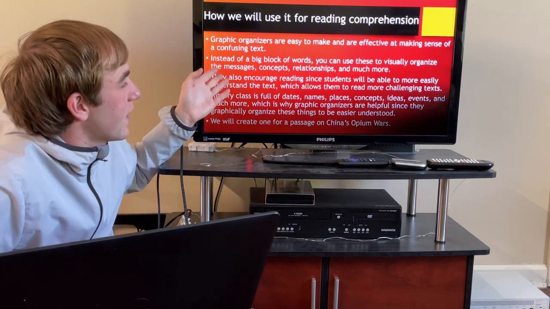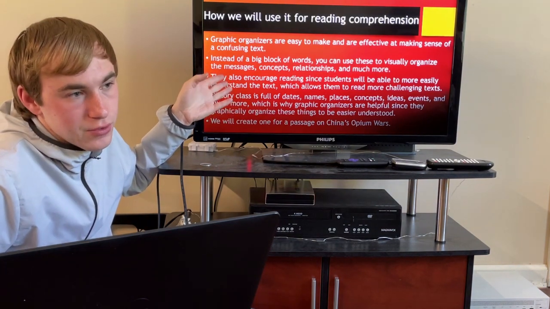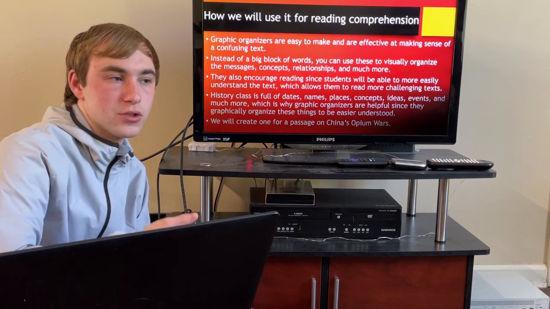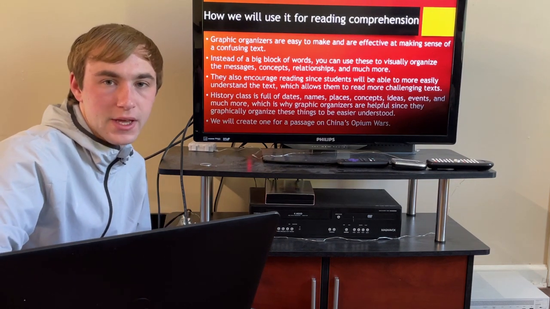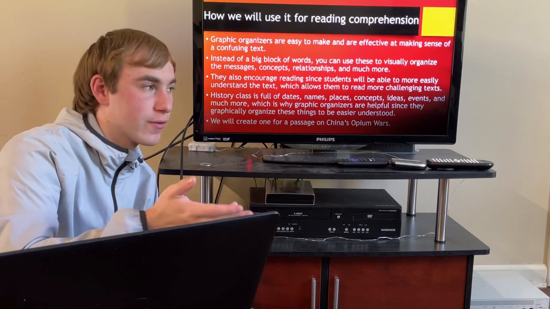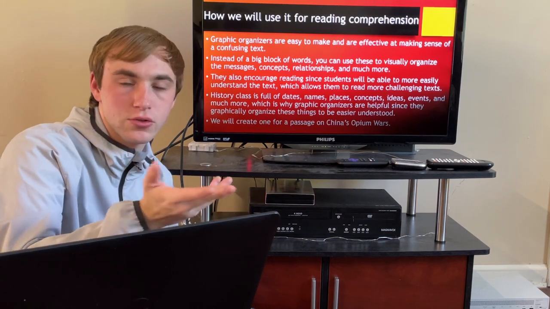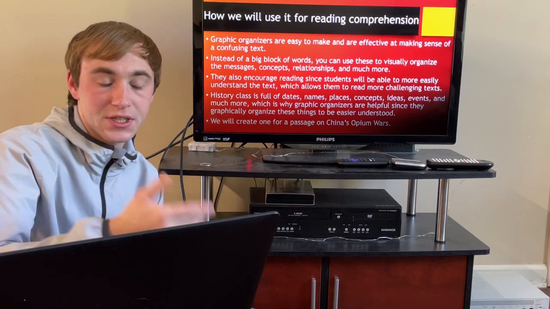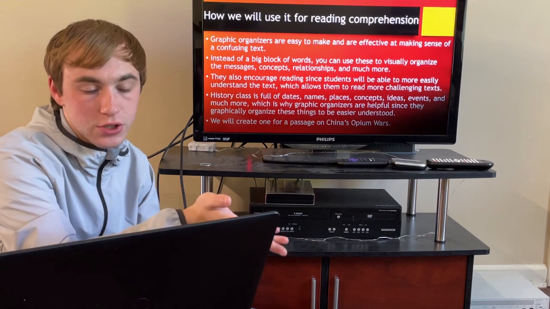And also because of that, they can help encourage reading because it gives students more ability to actually understand something that would seem really challenging. However, now they'll actually be able to understand it because it's more condensed, easier just to show.